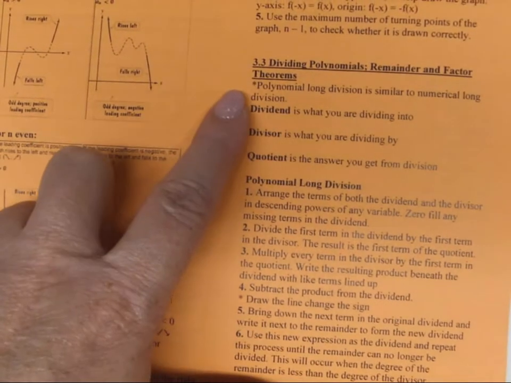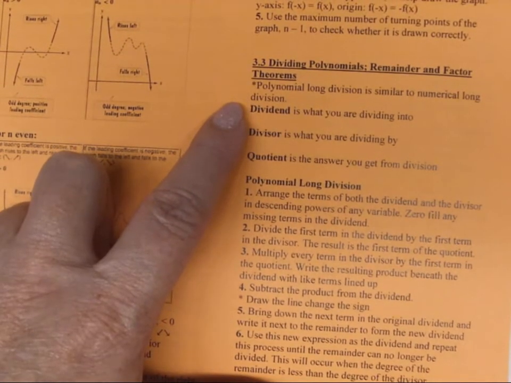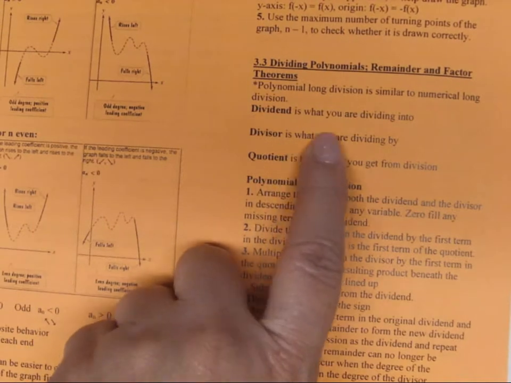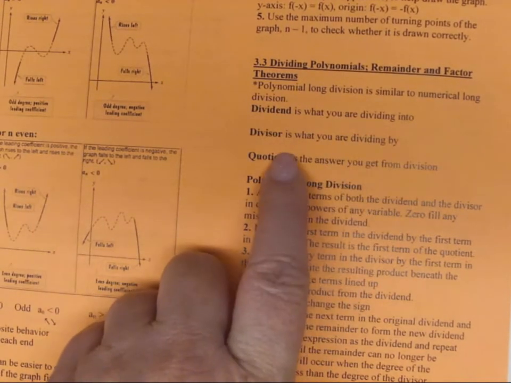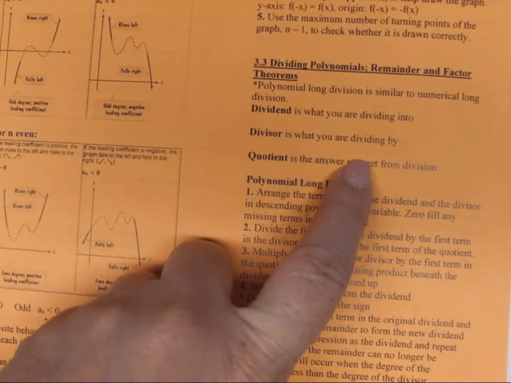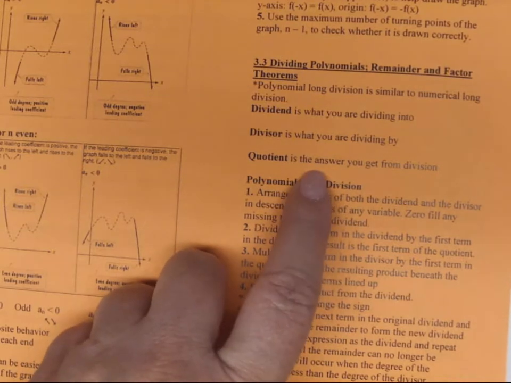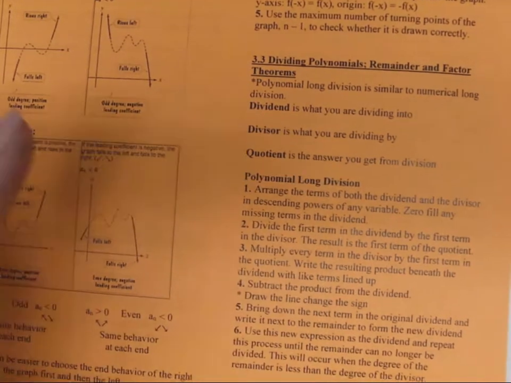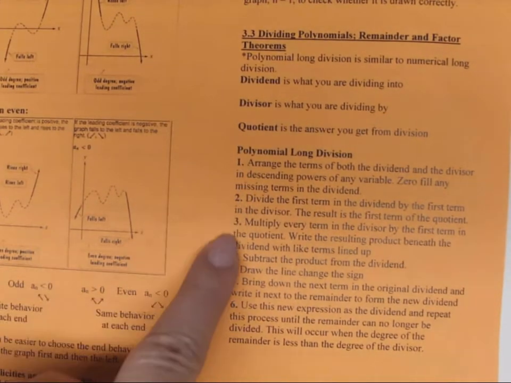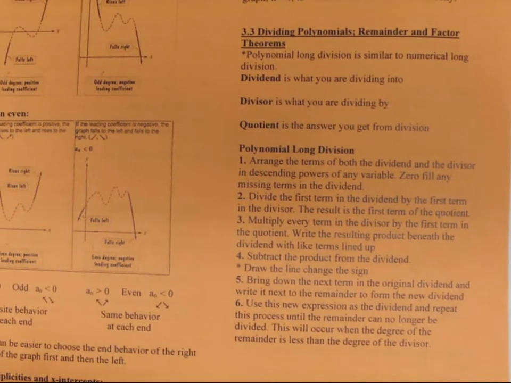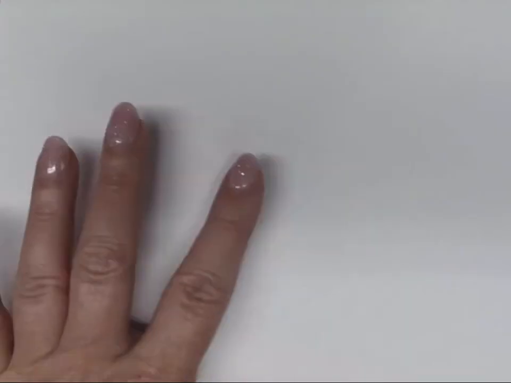So, polynomial long division is similar to numerical long division. Your dividend is what you're dividing into, and your divisor is what you are dividing by. So the quotient is the answer you're going to get from division. If you're in my class, you're going to see those. We will actually cover those as we do some dividing. So let's go look at some basic long division.